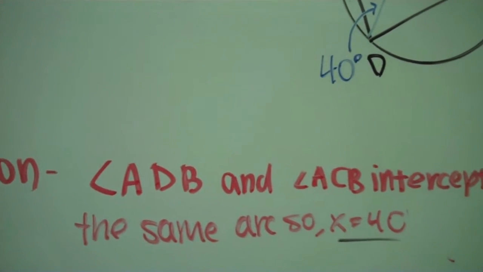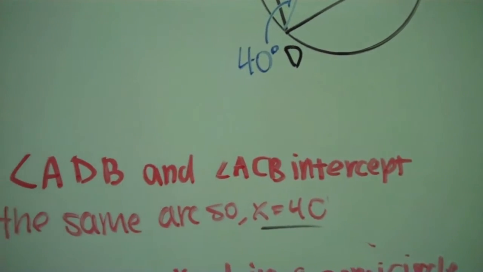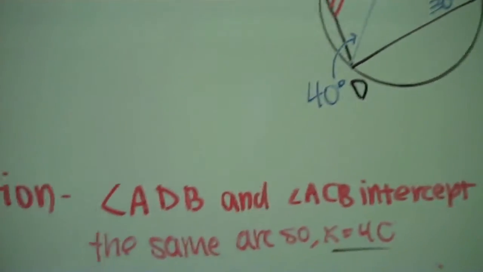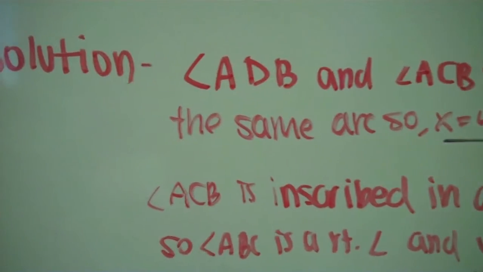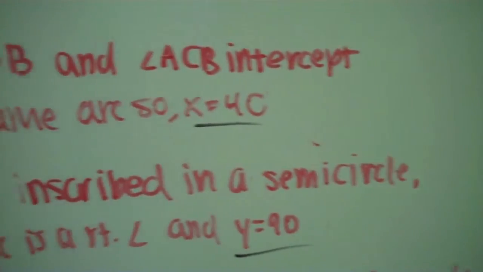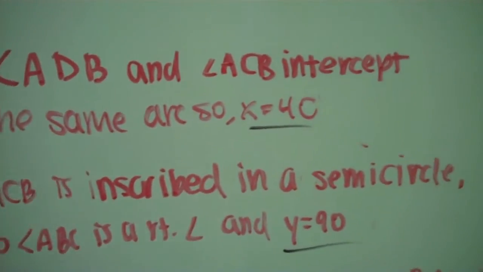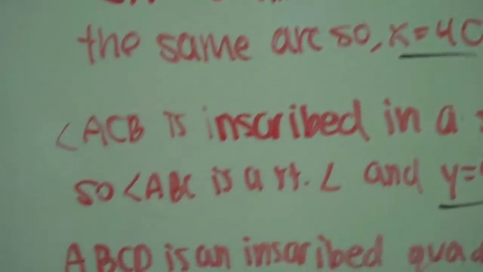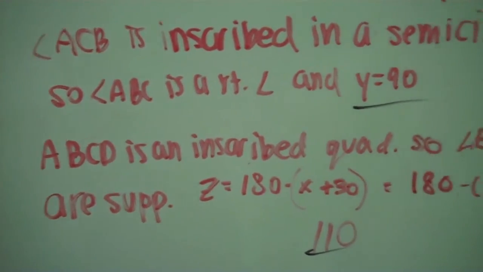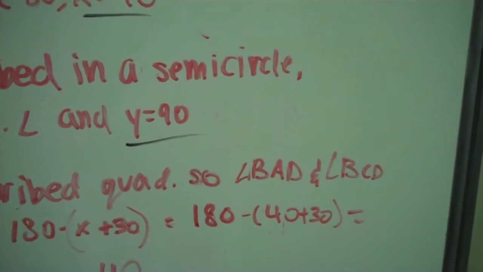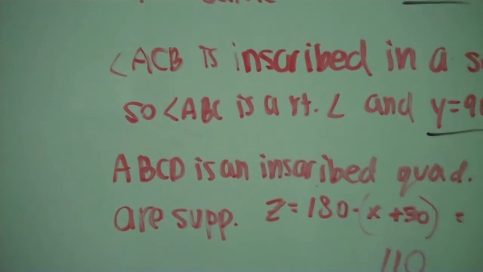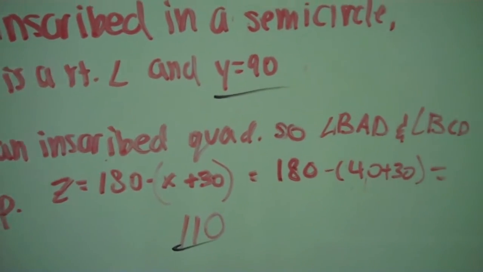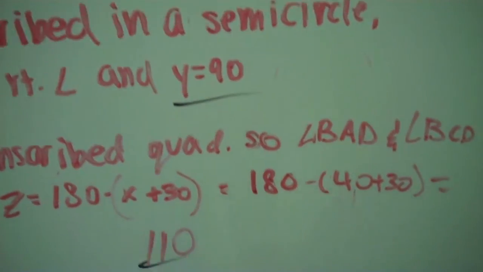Solution. Angles ADB and ACB intercept the same arc, so x equals 40 by Corollary 1. Angle ABC is inscribed in a semicircle, so ABC is a right angle and y equals 90 by Corollary 2. ABCD is an inscribed quadrilateral, so angle BAD and angle BCD are supplementary by Corollary 3. z equals 180 minus x plus 30. x equals 40, so z equals 110.